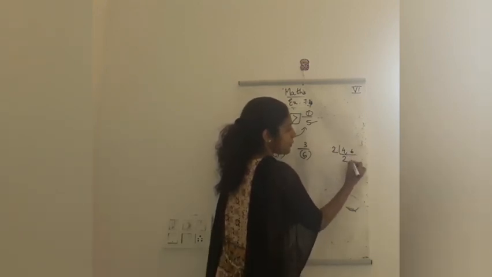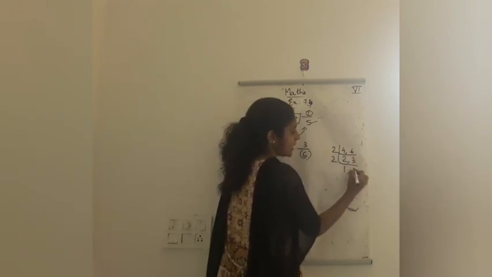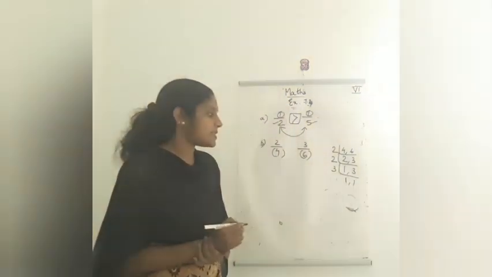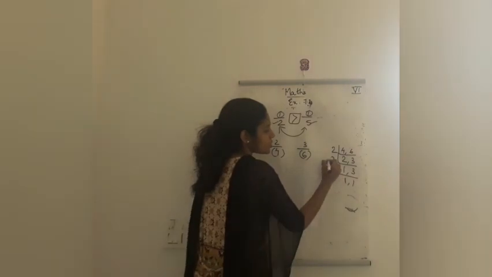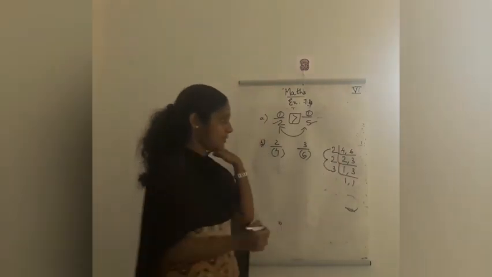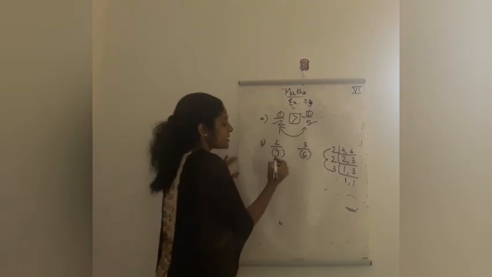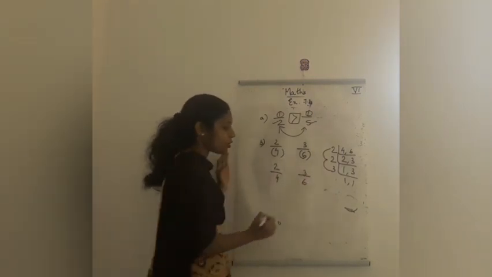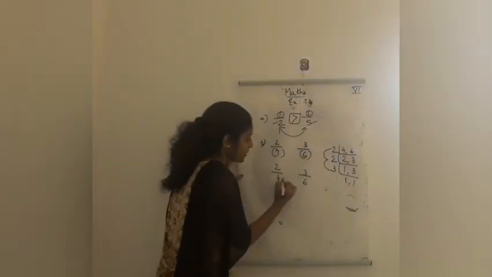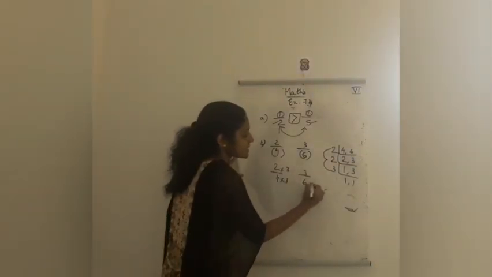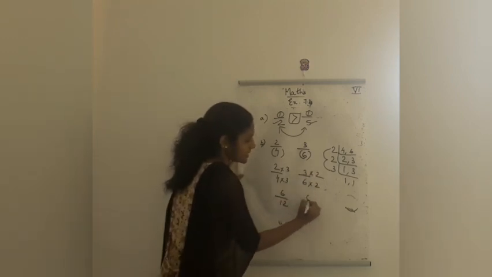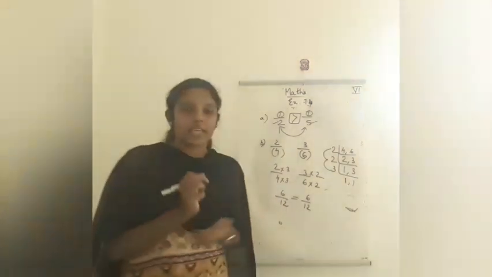2 2s are 4, 3 into 2 is 6, again 2, 1 into 2 is 2, 3, again 3, 1 into 1s is 3 into 1s is 3. So the LCM is 3 into 2 is 6, 6 into 2 is 12. Okay, so 12 is the LCM. To make the denominators 12 in 2 by 4 and 3 by 6, we multiply 4 by 3, and here 6 by 2. So here we get 6 by 12 and 6 by 12. Here the answer is equal to.